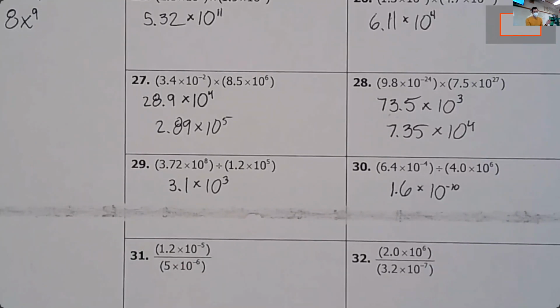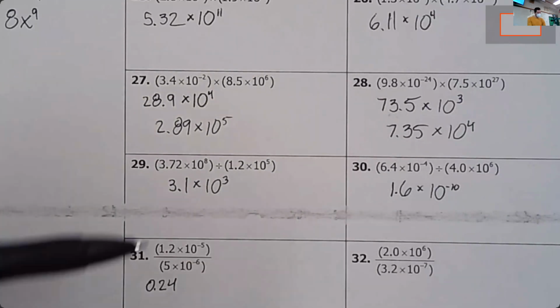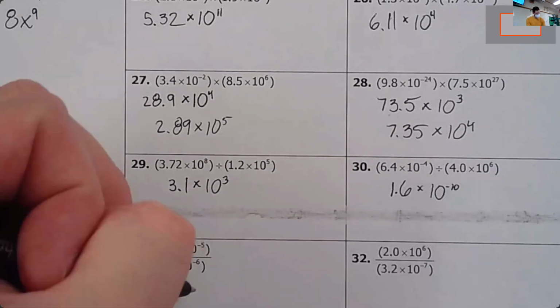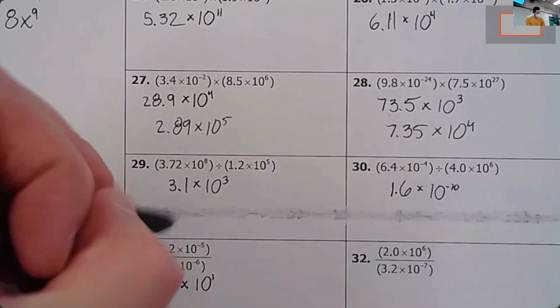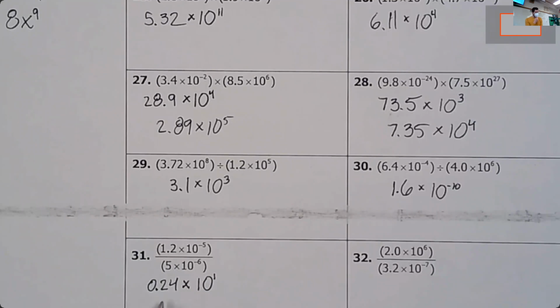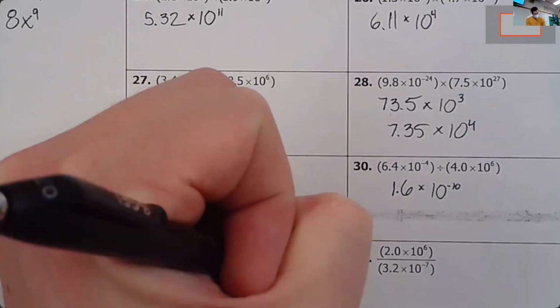1.2 divided by 5 is 0.24. And -5 minus -6 is the same as -5 plus 6, which is 1. So that'd be times 10 to the first power. And this one's a little bit weird because right now this number is not between 1 and 10, so we do have to adjust this one. We have to move the decimal to the right one. And when you move it to the right, you subtract from the exponent. So that would end up equaling 2.4 times 10 to the 0 power.